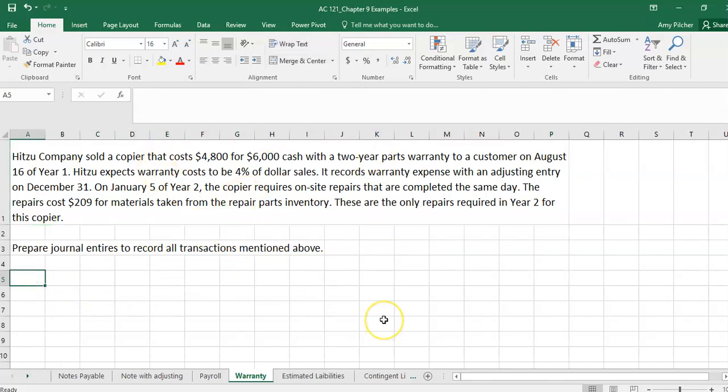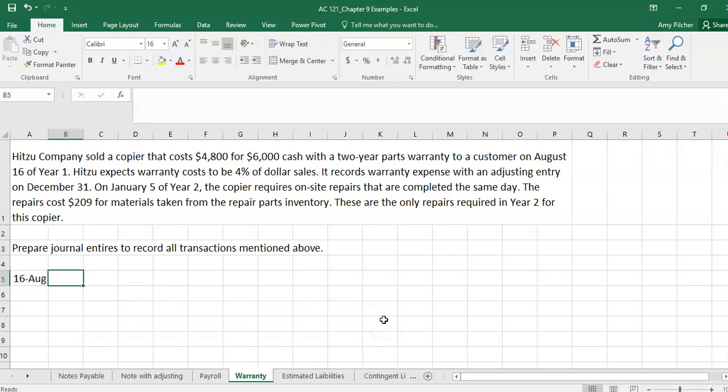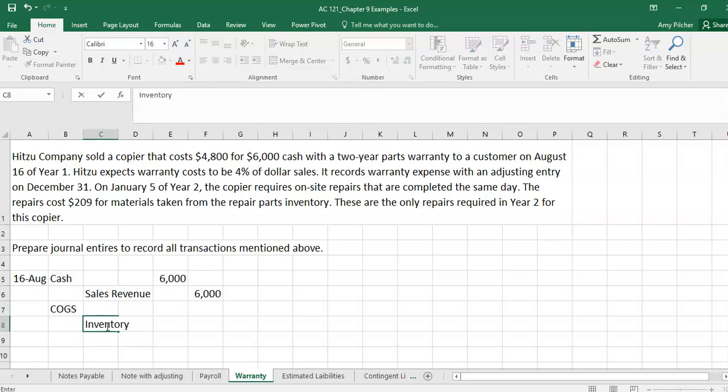So first, we sell the copier, August 16th. So we get cash and we have sales revenue. Copier was sold for $6,000. We also have cost of goods sold and inventory in the amount of $4,800.